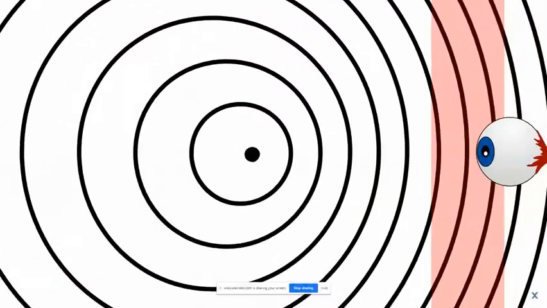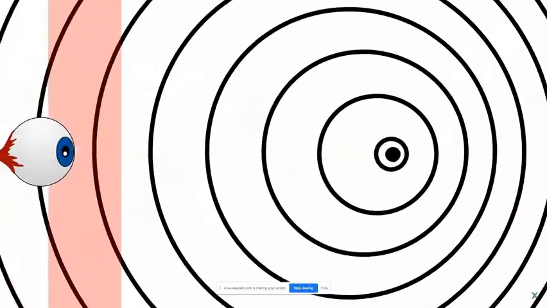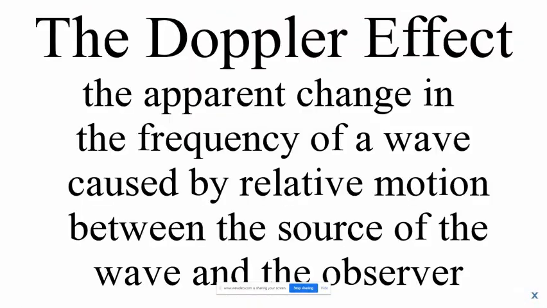We see the Doppler effect happening when the thing that is emitting waves moves. In the direction it's moving, the wavefronts bunch up, and behind it, they're spread out. If our object is moving towards a stationary observer, these bunched up waves are observed at a high frequency. And if the object is moving away from a stationary observer, the waves are observed at a lower frequency. So that is the Doppler effect, the apparent change in the frequency of a wave caused by relative motion between the source of the wave and the observer.